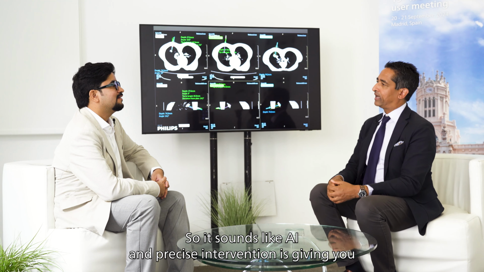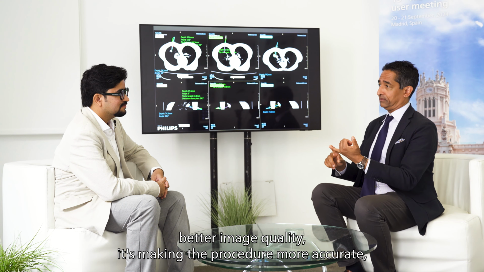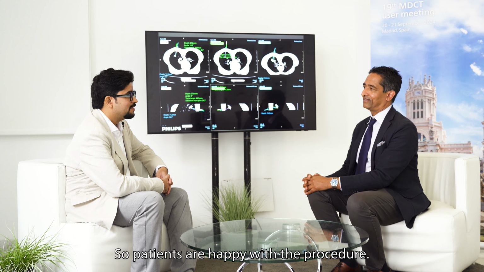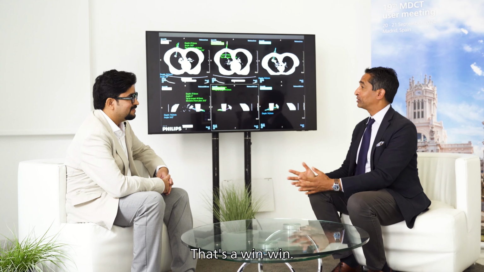So it sounds like AI and precise intervention is giving you better image quality. It's making the procedure more accurate. It's allowing you to stay in the room, which allows you to do these with local anesthesia. What do you think the biggest benefit is? One, the most important thing is having a patient connection. If you are at the side of the patient, then you can take care of the patient. The patient is also more confident on the procedure because he is getting the procedure in local anesthesia. So patients are happy with the procedure. You're more confident, the patient is more confident. That's a win-win. Yeah.